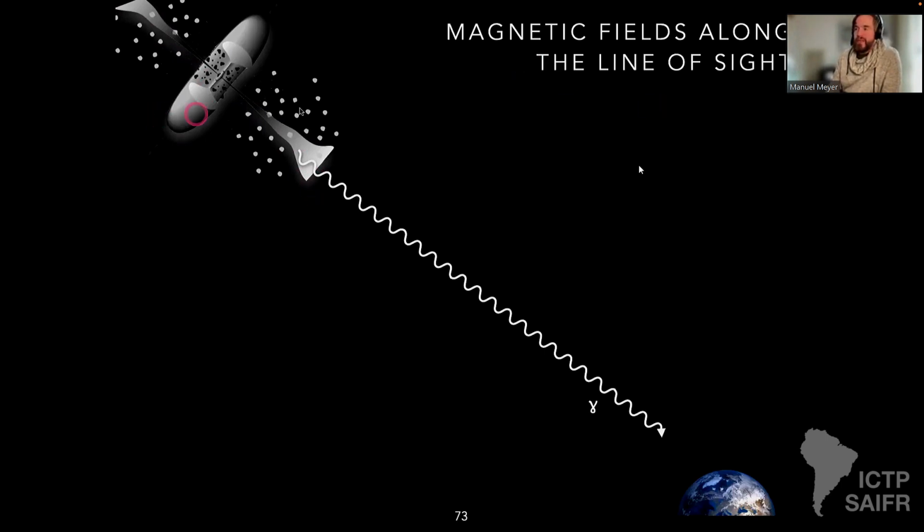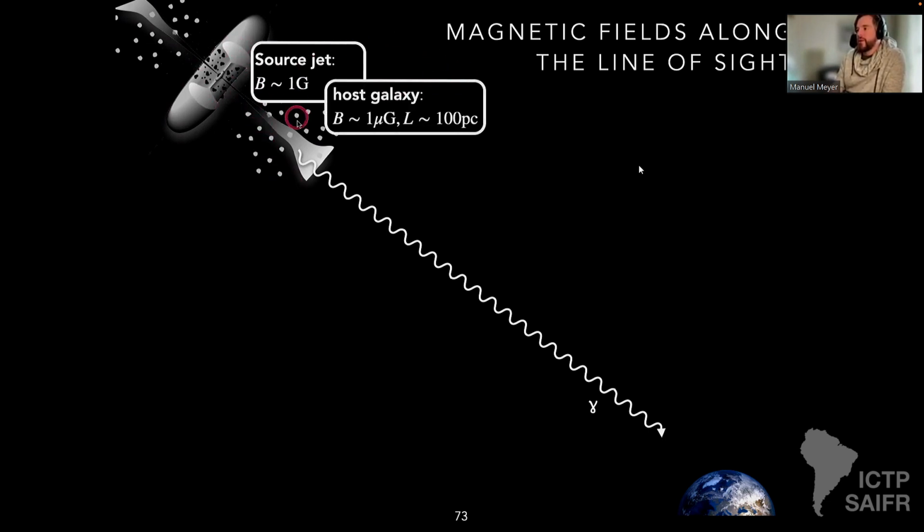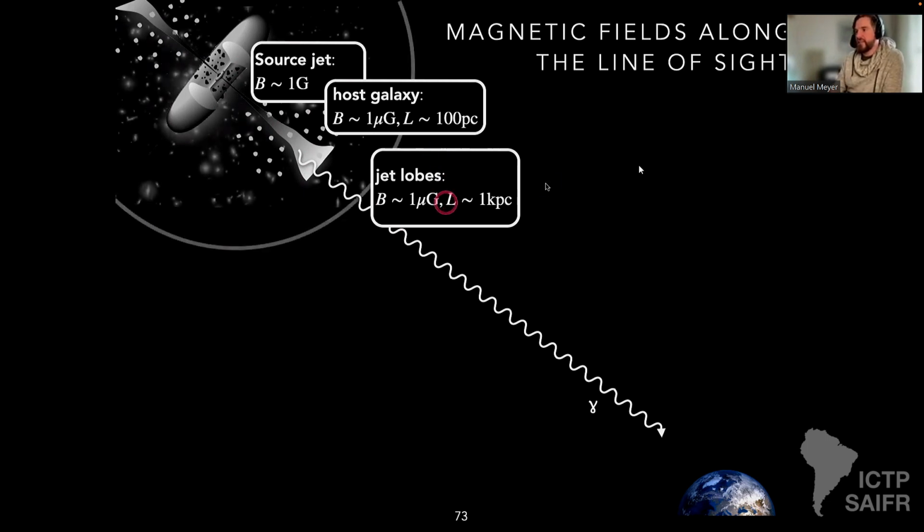Okay, so if we now take the example of a blazar, right? We're observing a blazar in gamma rays. So what magnetic fields are relevant here? So we have the magnetic field inside the source, of the order of a Gauss, so maybe a factor 10 higher or lower. We have the host galaxy. So the AGN lives inside a galaxy. Typically these are elliptical galaxies that have microgauss field strength and lengths of the order of 100 parsecs. You have the termination lobes of your blazars, with very similar magnetic fields as in the galaxy.